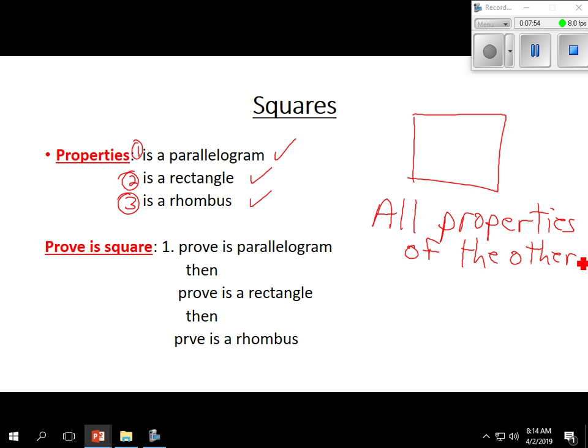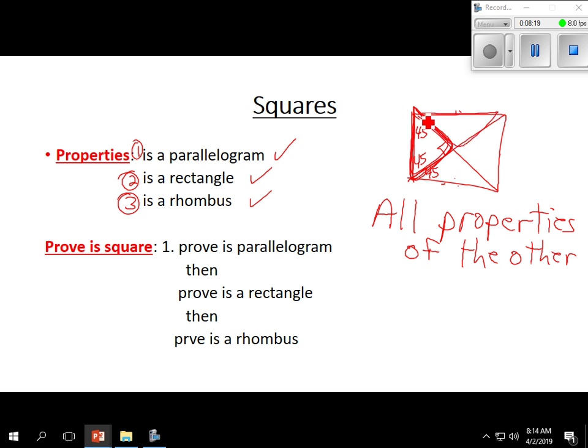So in a square, opposite sides are parallel, opposite sides are congruent. Since it's a rhombus, all four sides are congruent. Since it's a rhombus, the diagonals bisect the angle. So that would mean that this is a 45-degree angle, that's a 45-degree angle. And since it's a rhombus, that has to be a right angle in there. Well, then now we have this, and that means that has to be a 45, 45, 90 triangle.